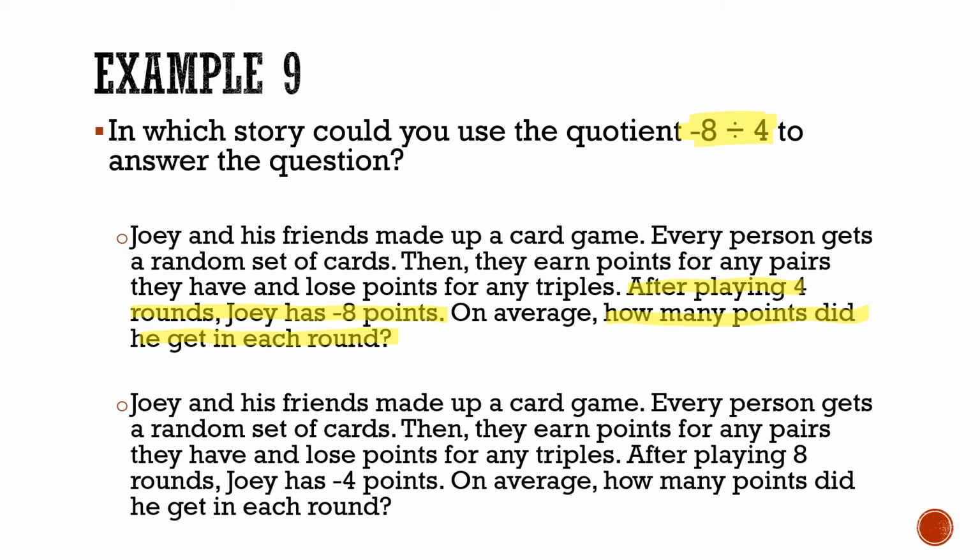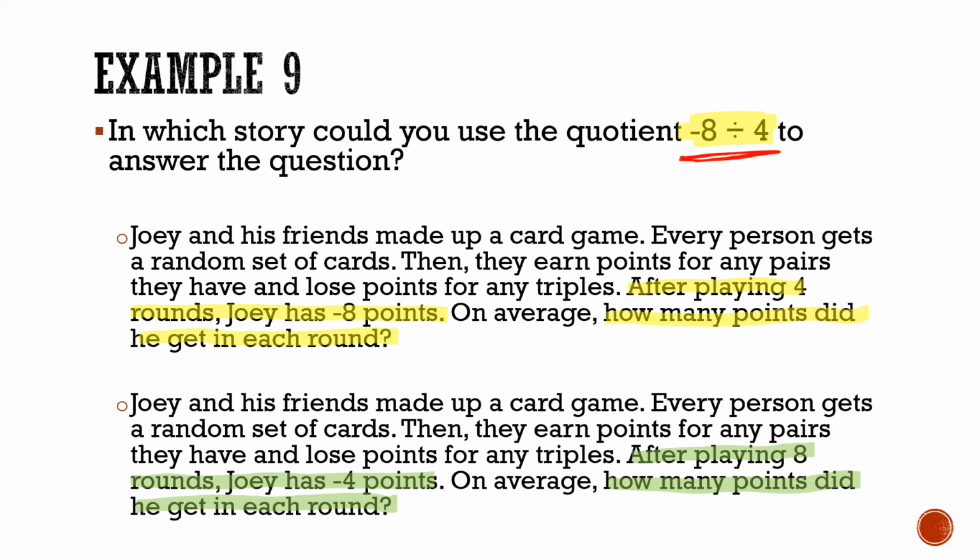Okay, in the second story, it says that Joey and his friends made up a card game. Every person gets a random set of cards. Then they earn points for any pairs they have and lose points for any triples. After playing 8 rounds, Joey has -4 points. So how many points did he get in each round? Again, we're looking for what will support -8 divided by 4.